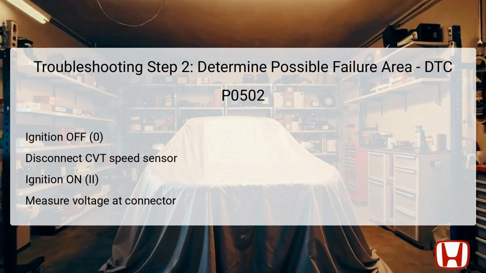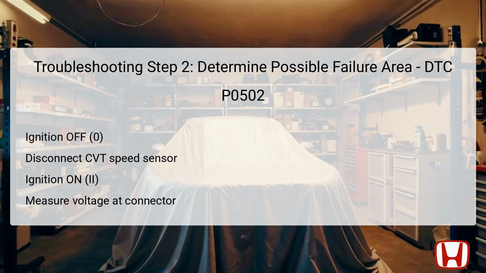In the second step, the focus is on determining the possible failure area within the sensor circuit. First, ensure the ignition switch is turned to the lock 0 position or off mode. Next, disconnect the CVT speed sensor's 3P connector to isolate it from the system. After disconnection, turn the ignition switch back to the on 2 position to power the electrical circuits.